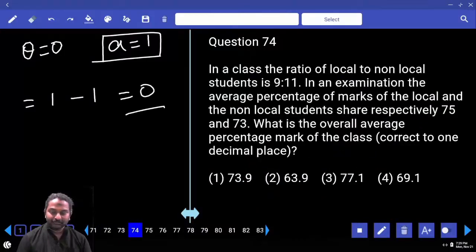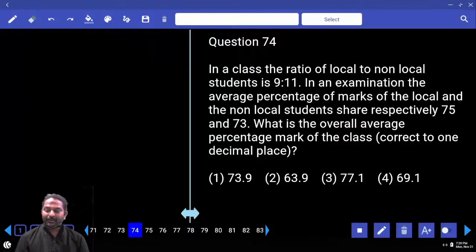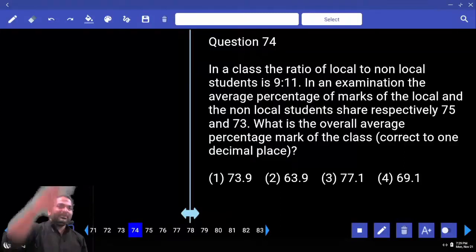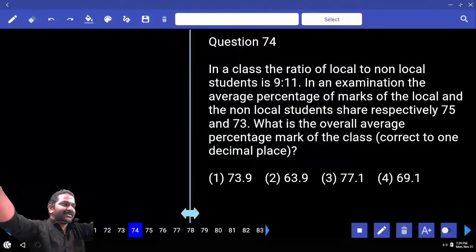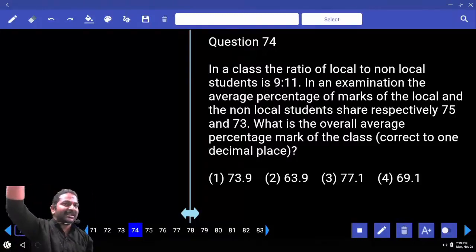In a class, the ratio of local to non-local students is 9:11. In an examination, the average percentage of the marks of local and non-local students are respectively 75 and 73. What is the overall average percentage marks of the class? Average of any range. We have boys' average and then girls' average. When you mix these two, you'll get the class average, right?